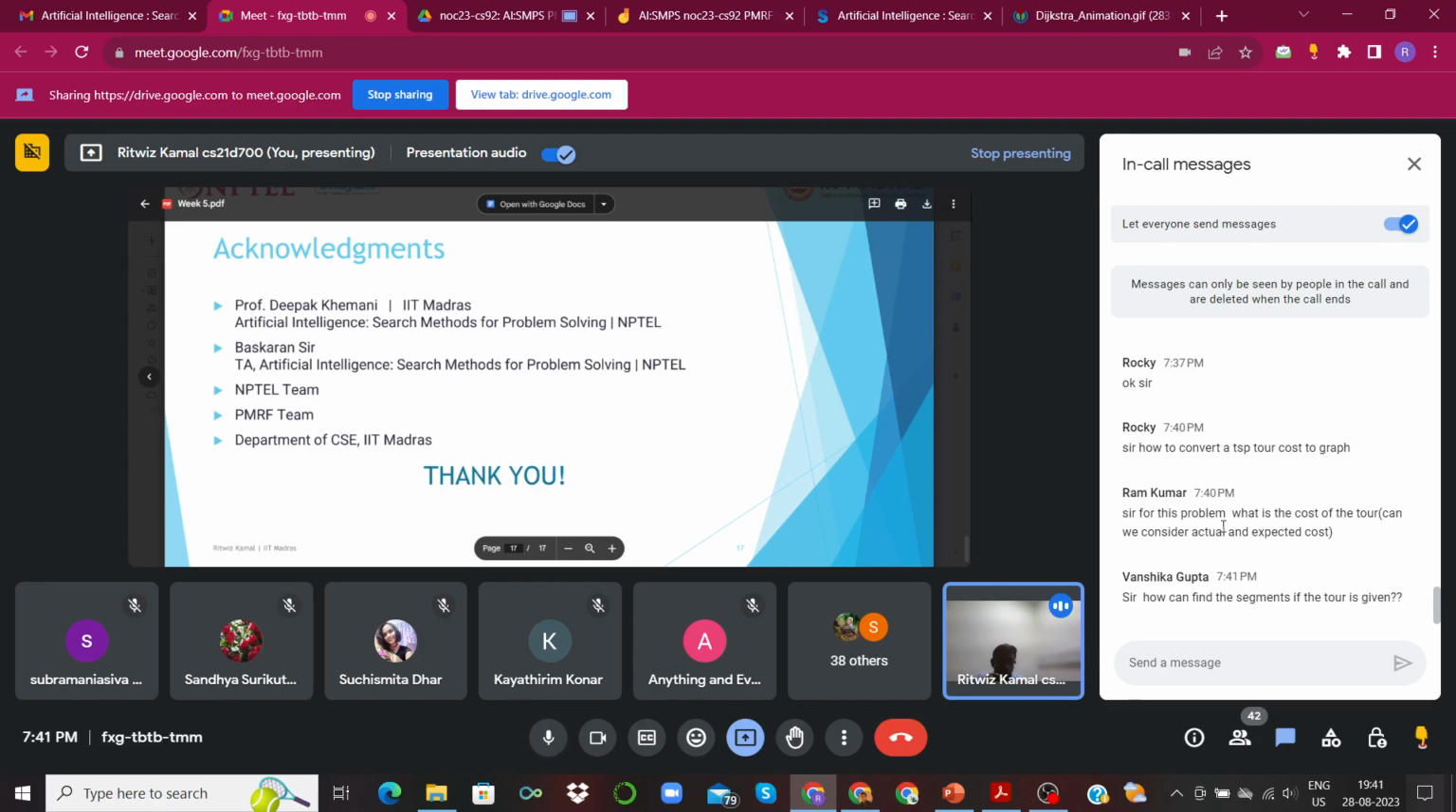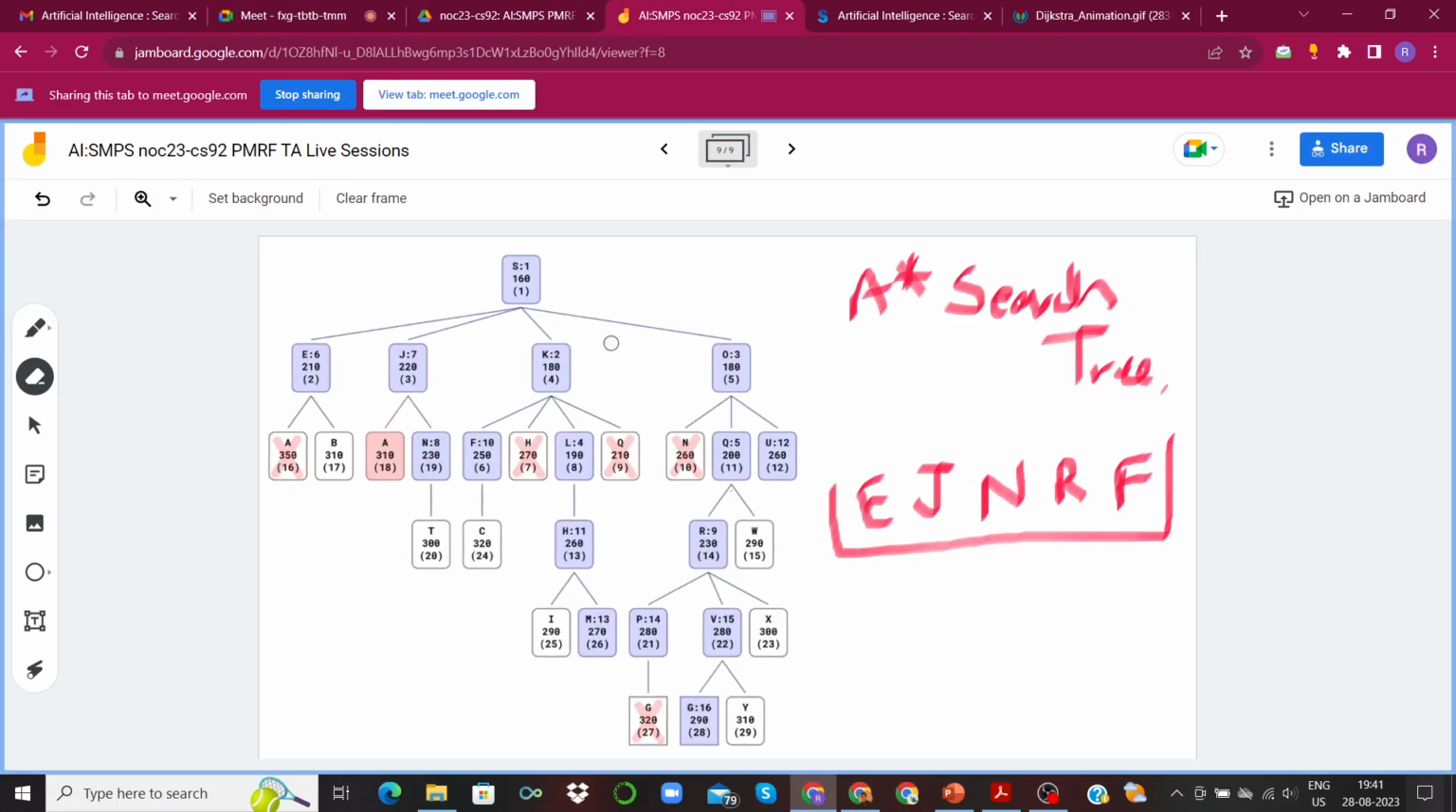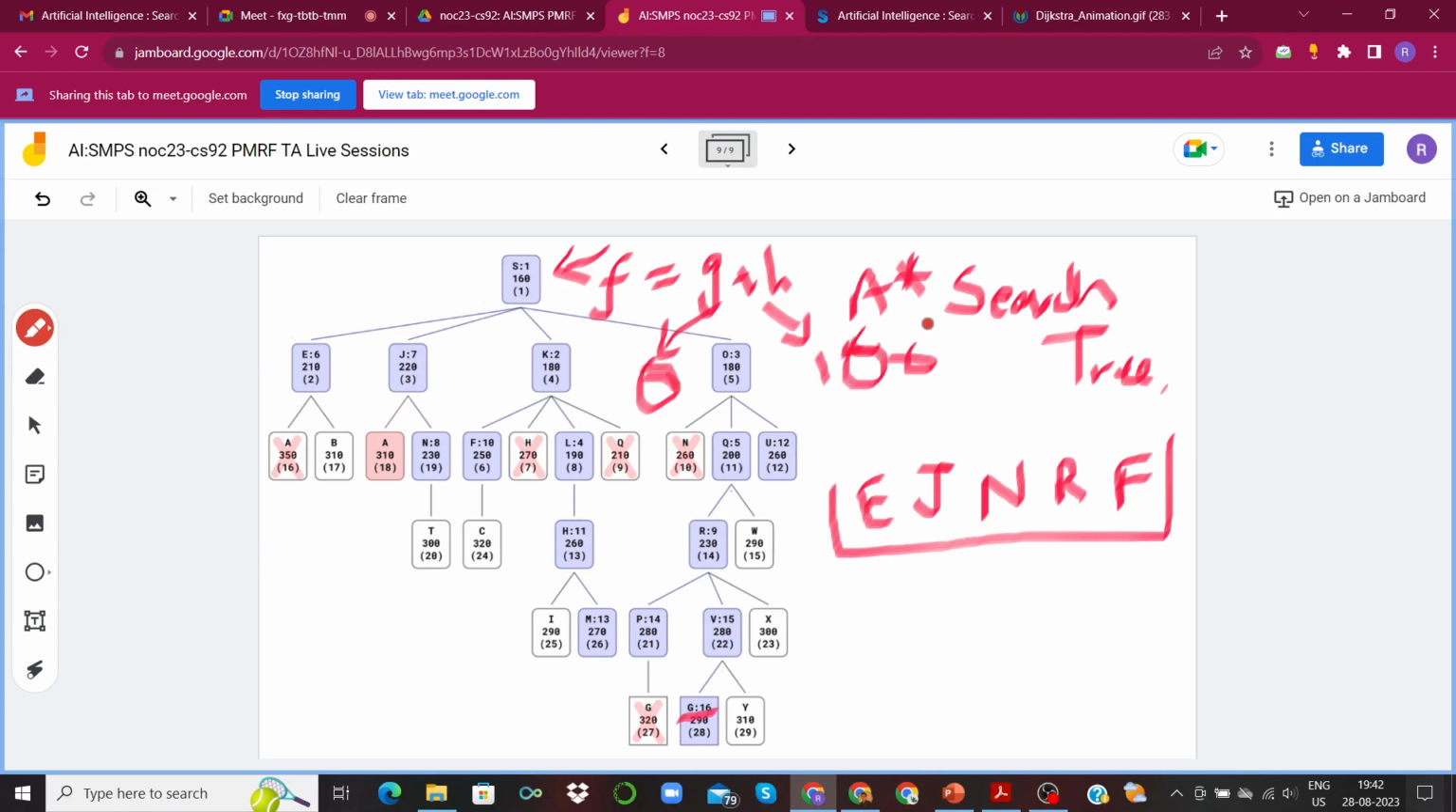Well, for this problem, what is the cost of the tour? Can we consider actual and expected cost? The cost of this tour is 290, and the reason is that when you arrive at the G node, remember when you started from your S node, your F was G plus H, with G being 0 and H being 160.